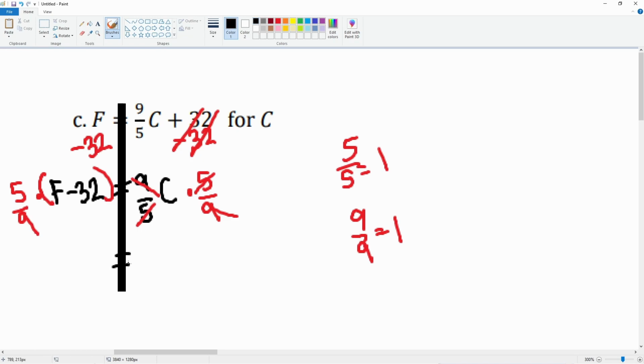So we are left with C on the right, which is Celsius. On the left-hand side, we have 5 over 9 times F minus 32. This is actually the formula for Celsius. Celsius is 5/9 times the quantity Fahrenheit minus 32. There we go.